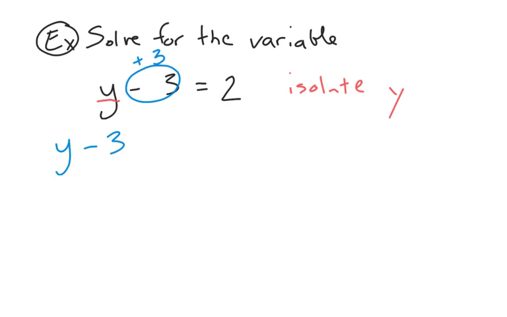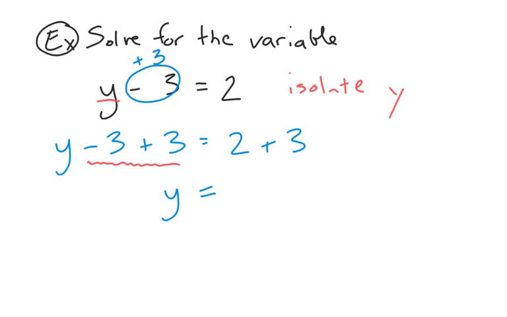Y minus 3 plus 3 equals 2 plus 3. At this point, we want to simplify this equation. We are going to take a look at negative 3 plus 3. You should know that negative 3 plus 3 is equal to 0. And we don't like to write zeros into our equation, so that is just going to become y.